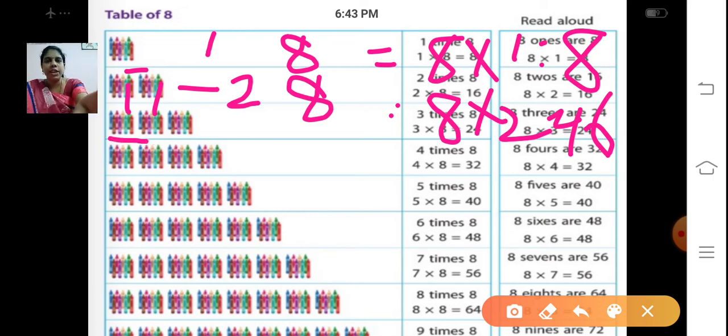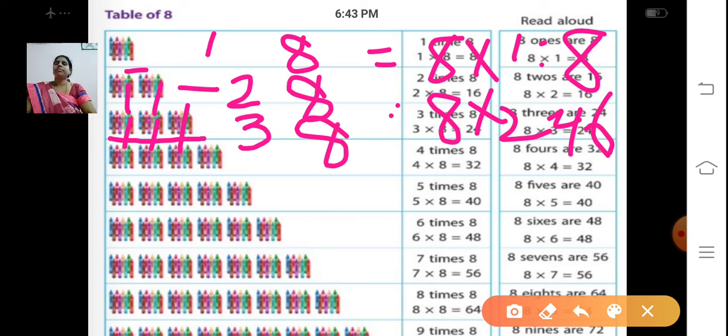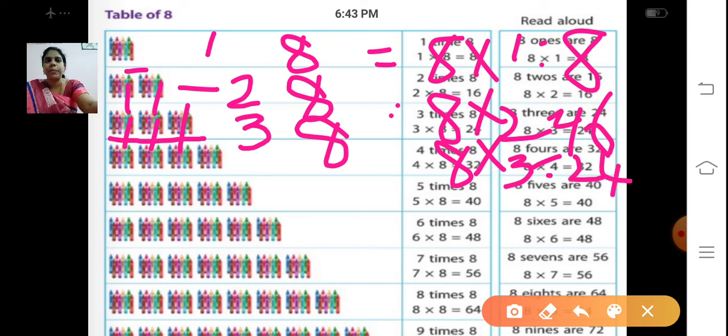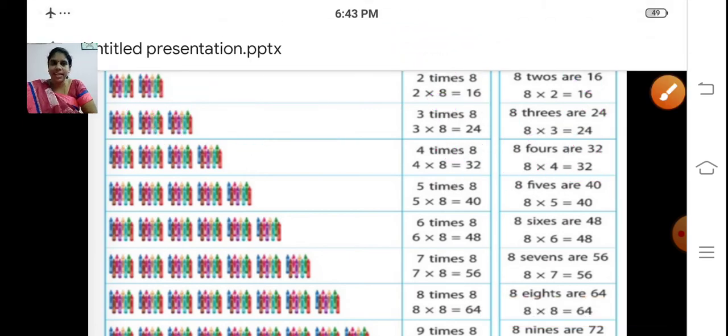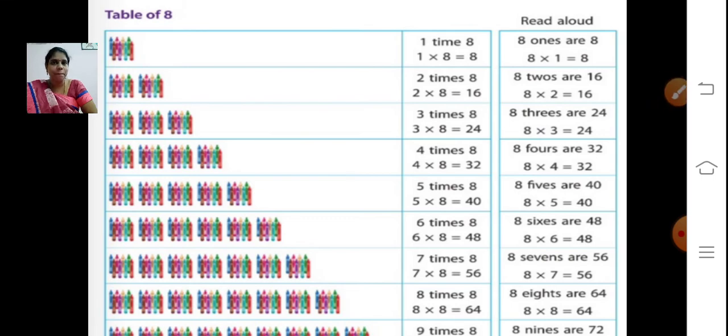Now third one, how many groups do we have? Here we have 3 groups. 1, 2, 3 groups. In each group we have 8. So 3 times 8. 8 threes are, we are going to add 3 times. Already we know 8 plus 8 is 16. 16 plus 8, 24. 8 threes are 24. 8 ones are 8. 8 twos are 16. 8 threes are 24. Next, let's move on to 8 fours.